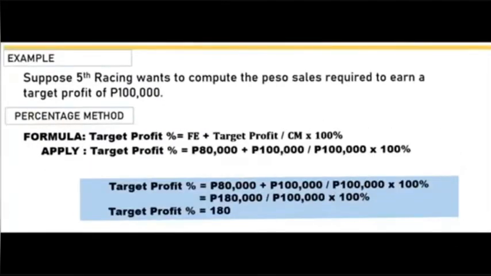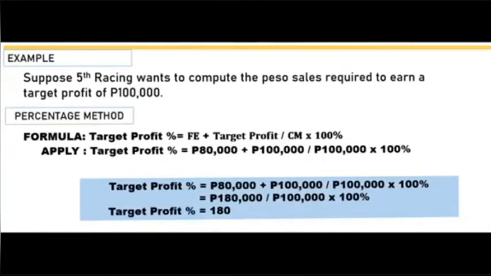We have here the last method, which is the percentage method. The formula for this method is target profit percent is equal to fixed expenses plus target profit divided by contribution margin multiplied by 100%.